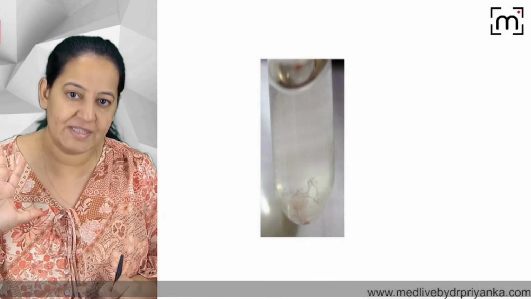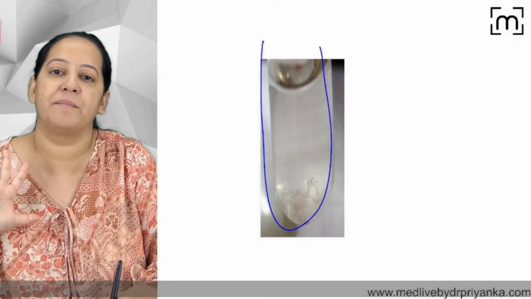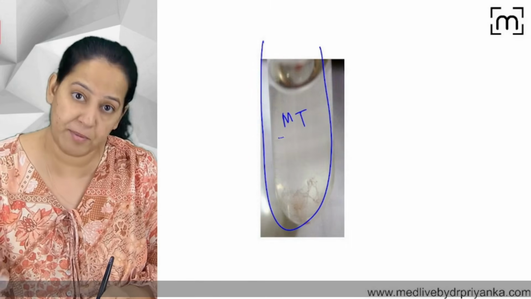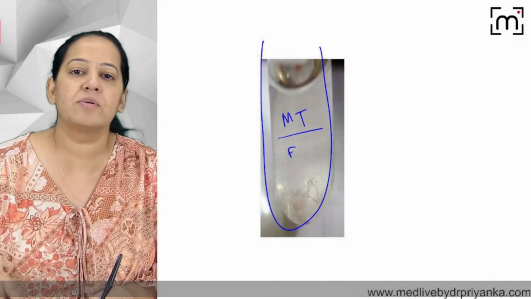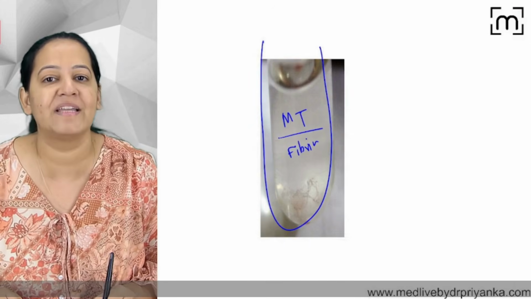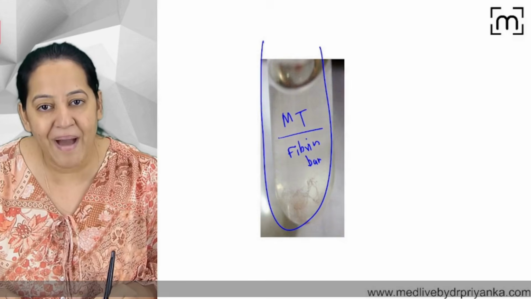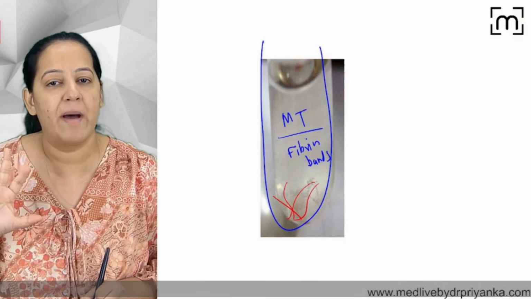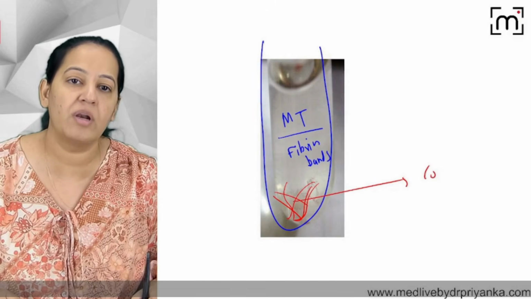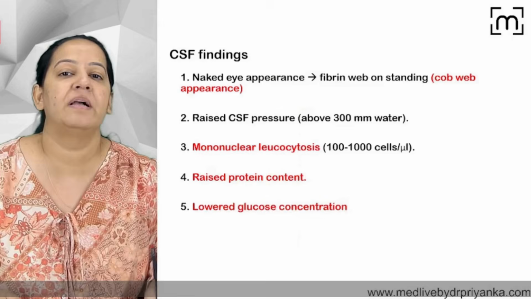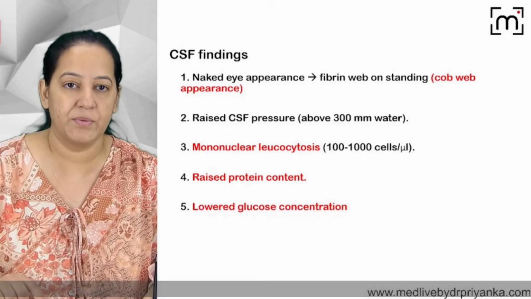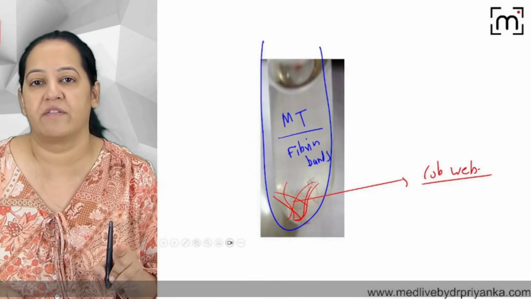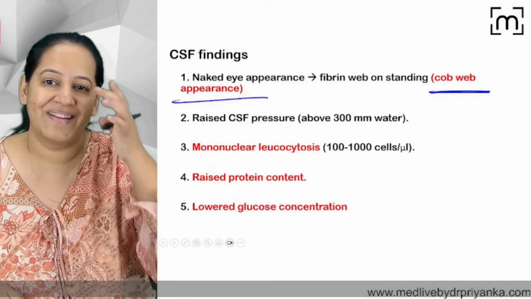If the CSF is standing for a long time in a test tube and if it contains Mycobacterium tuberculosis, not Cryptococcus, Mycobacterium tuberculosis forms fibrin bands in the CSF. These fibrin bands look like a cobweb. This is known as the cobweb appearance. It is seen only in the tubercular one.